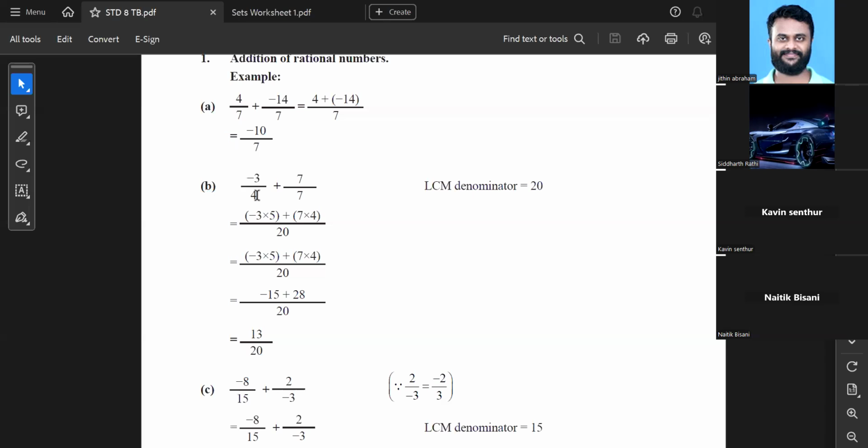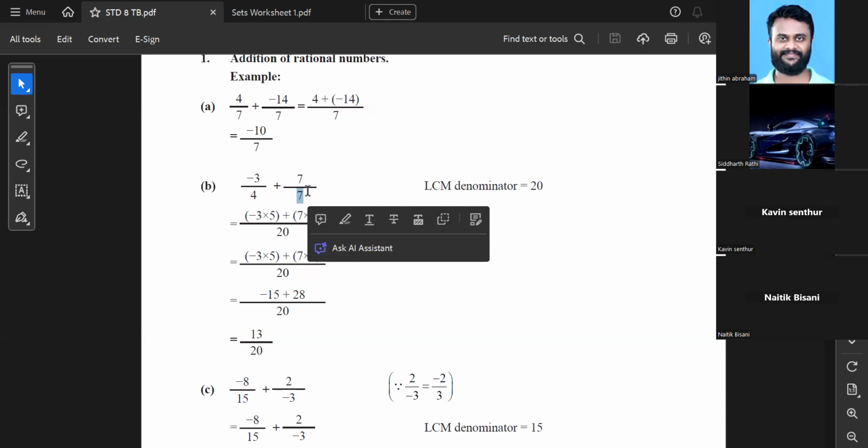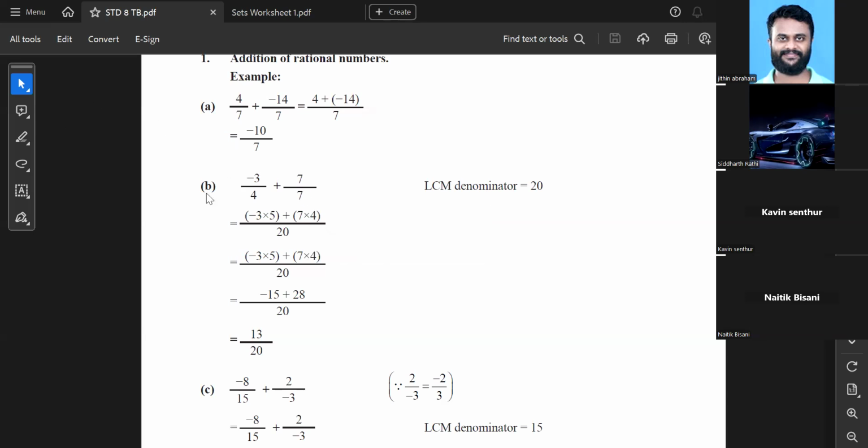Over here, you have minus 3 by 4 and 7 by 7. I think it's a printing error. This should be 5. Yes, 7 by 5 in the actual book. Anyway, you have minus 3 by 4 and 7 by 5.